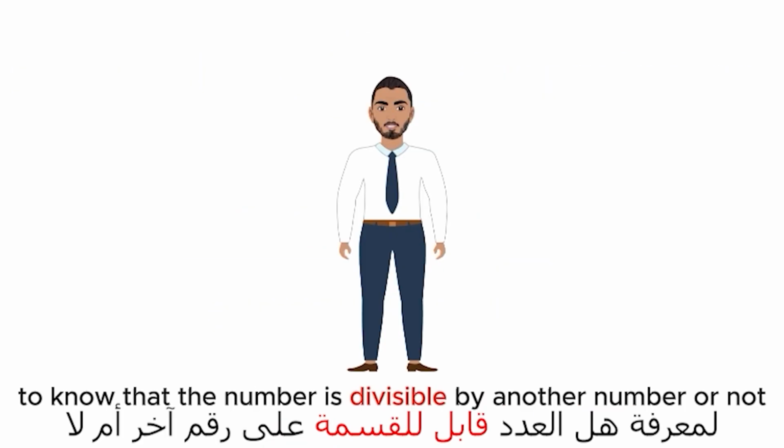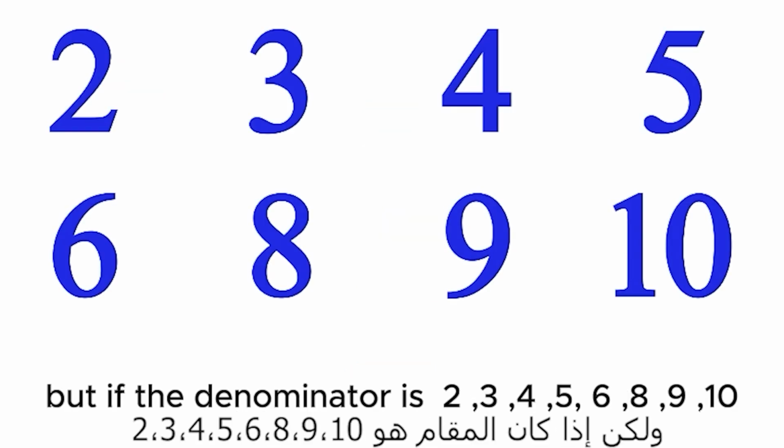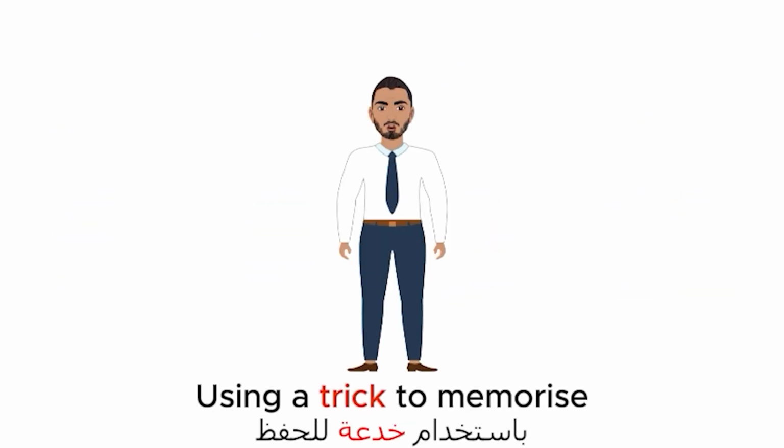To know whether a number is divisible by another number or not, you must do a division. We'll learn about this in the next lesson. But if the denominator is 2, 3, 4, 5, 6, 8, 9, 10, we can know without doing the division, using a trick to memorize.